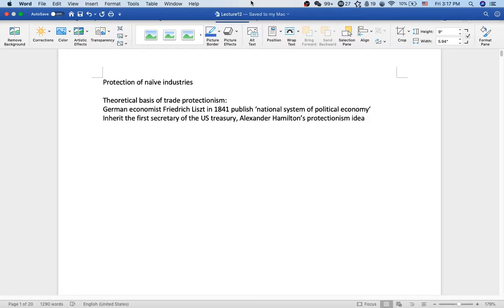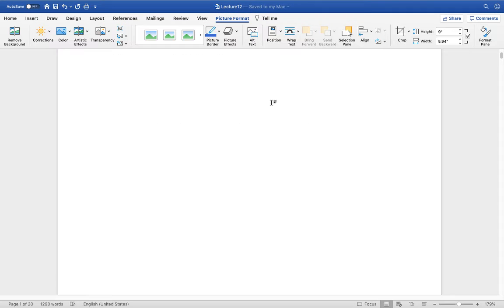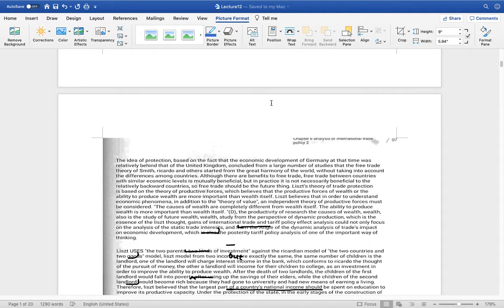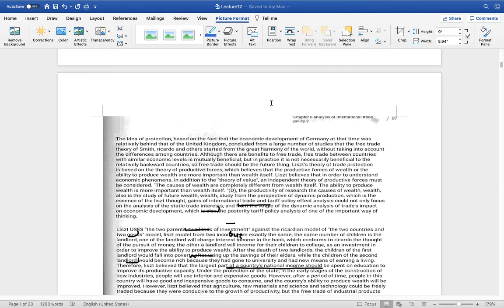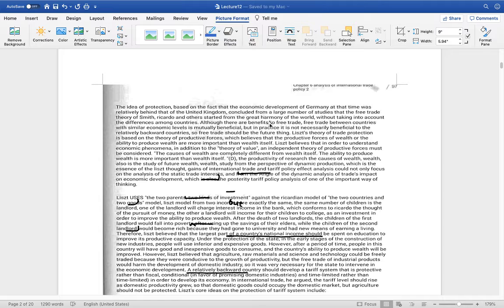and it inherits the first protectionism idea of Alexander Hamilton, who was the first Secretary of the U.S. Treasury. So this idea is based on the fact that economic development of Germany at that time was relatively behind that of the UK.